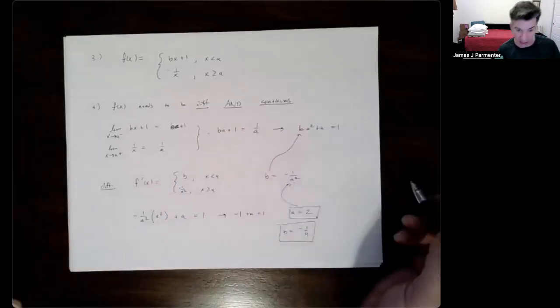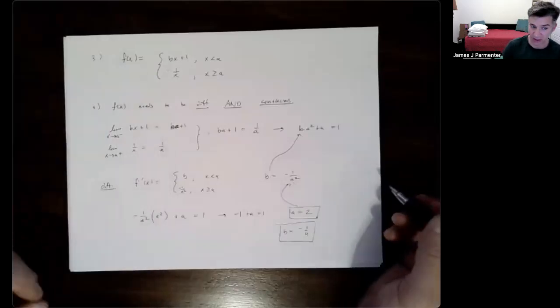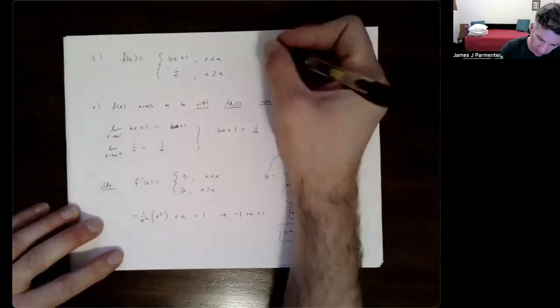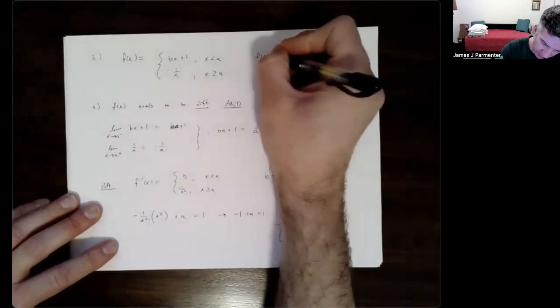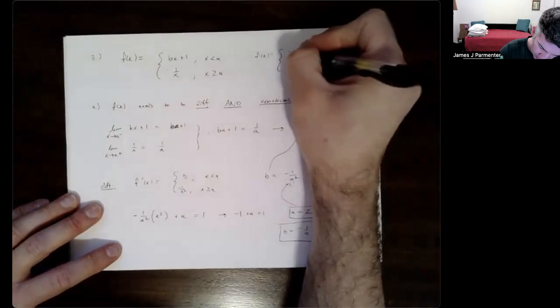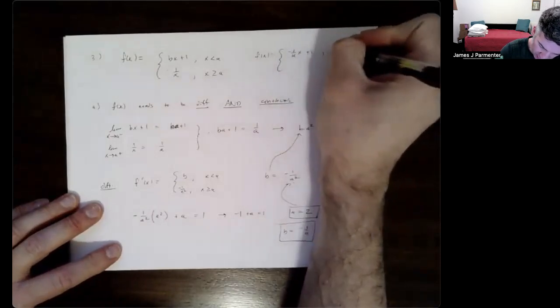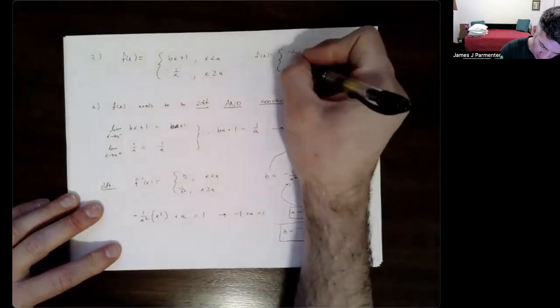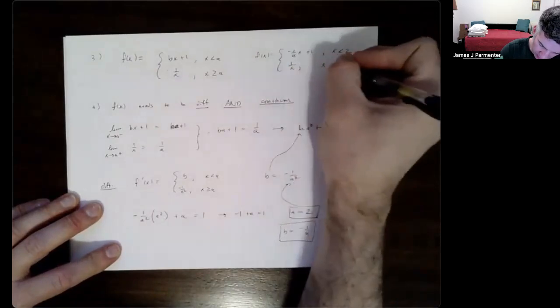He does write out what the function is at the end, but we shouldn't have to do that because he doesn't say to do it. He just says determine a and b. It doesn't say write the function, but the function would in fact be negative 1/4 x plus 1 when x is less than 2, and positive 1 over x when x is greater than or equal to 2.